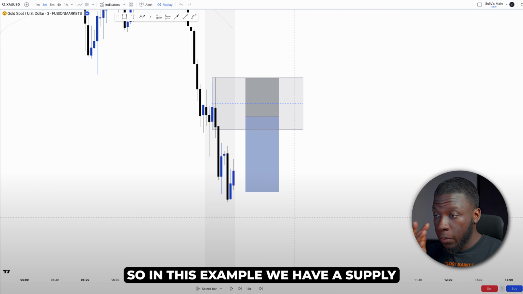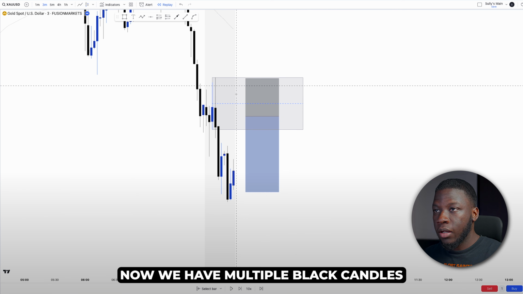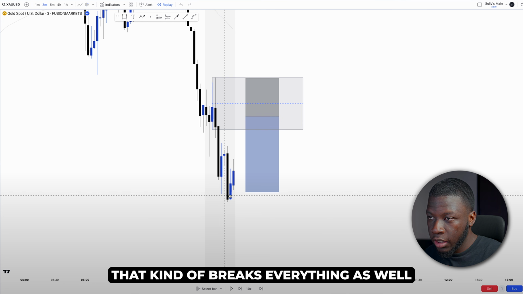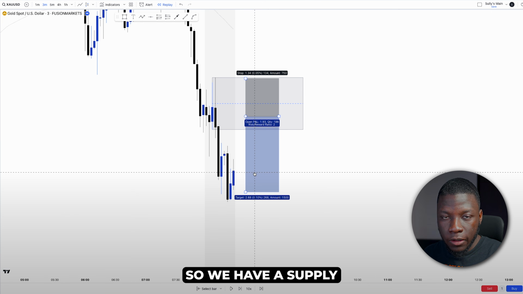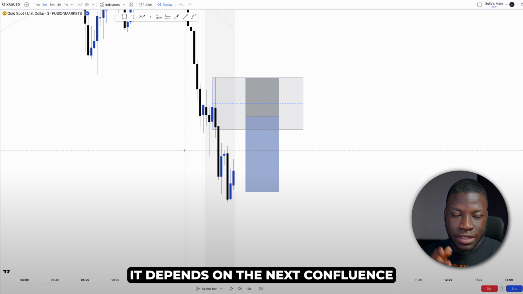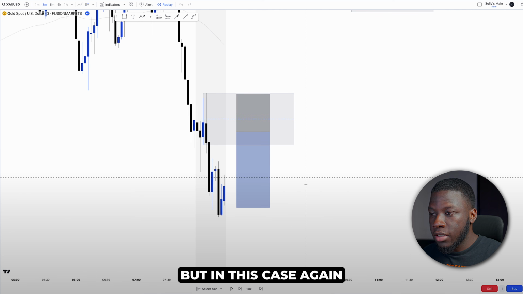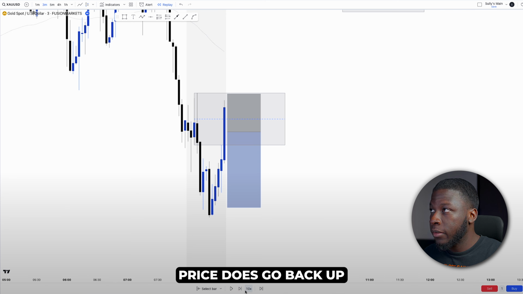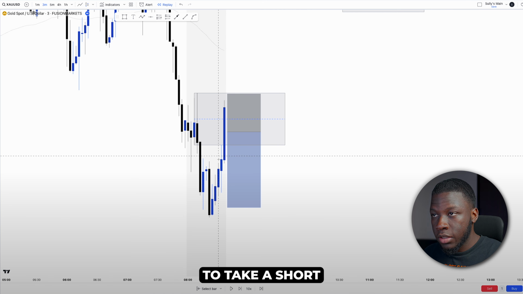So in this example, we have a supply. Now we have multiple black candles right here, a blue, then another black that kind of breaks everything as well. So we have a supply. This is a low probability supply zone, and I'll show you why in a minute. It depends on the next confluence that we go through. But in this case, again, the same thing. I want price to go all the way back up. Price does go back up. Once it goes back up, I'm looking for my confluence to take a short.